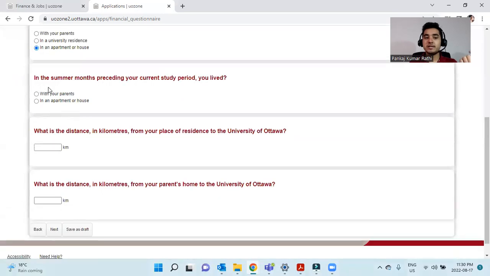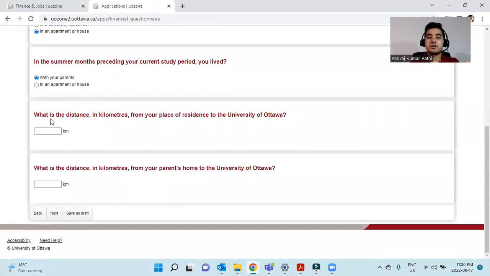The next question is, in the summer months preceding your current study period, where did you live? That is, whether you lived with your parents or in an apartment or house. Since the international students are coming during the fall term, you lived with your parents, right? So mention that you lived with your parents. And the students who are already here can mention that they were in an apartment or in a house.